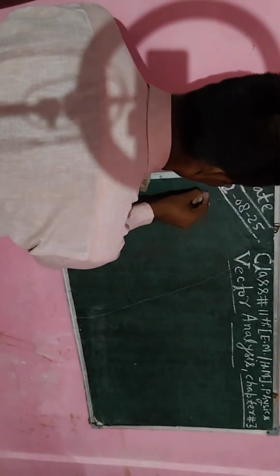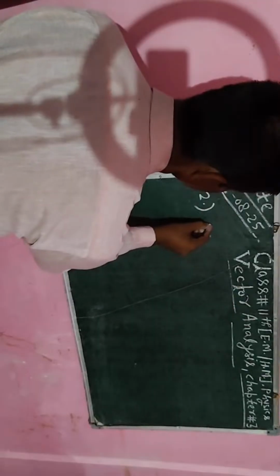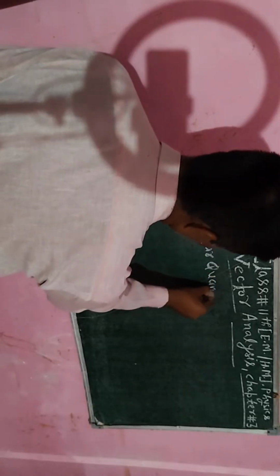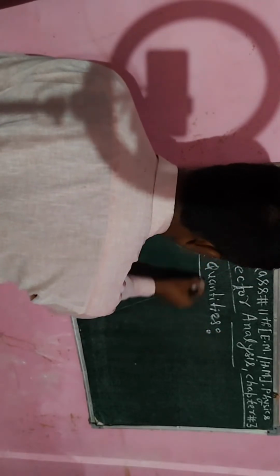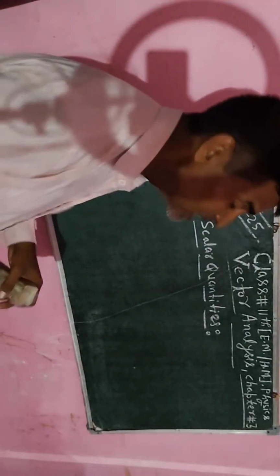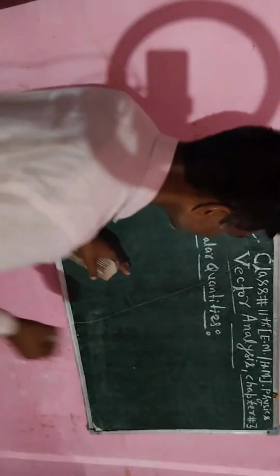Now this is point number 2. I will explain this point in detail, that is scalar quantity. What is the concept of scalar quantity? We have to explain it here in detail. A physical quantity that has only magnitude but no direction is called a scalar quantity.